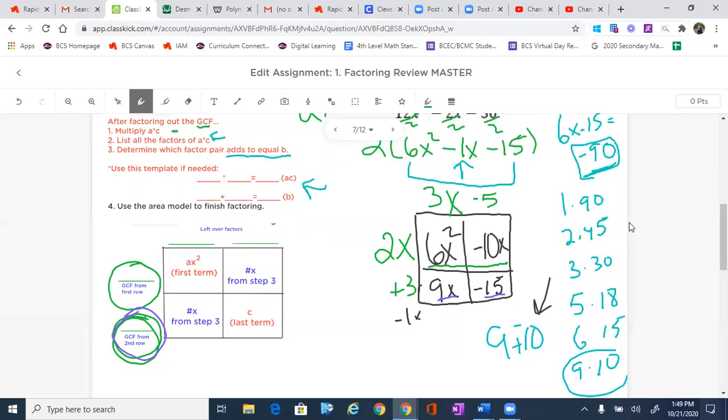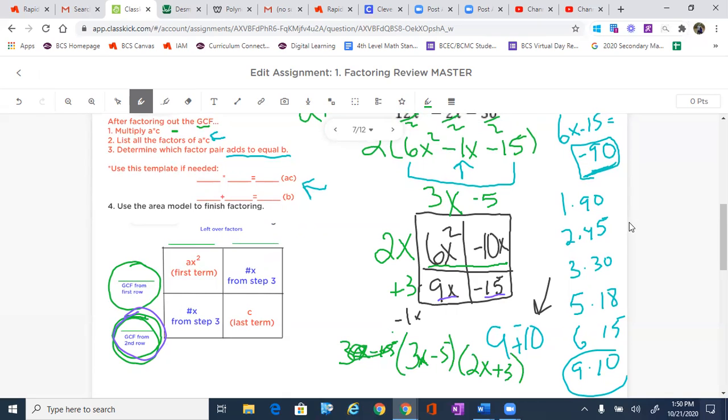So let's check. 3x times 2x is 6x squared. Negative 5 times 2x is negative 10x. 3x times 3 is 9x. And negative 5 times 3 is negative 15. So we have factored it to be 3x minus 15. Or I'm sorry, 3x minus 5 and 2x plus 3. Now, can we do this on Desmos?